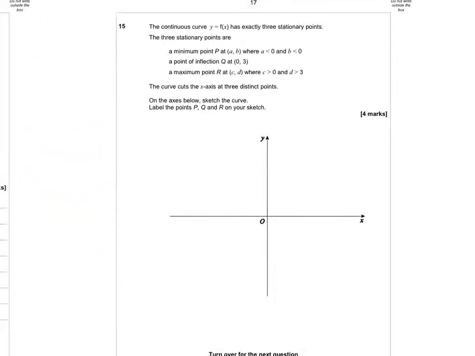Okay, 15. This will be completely new for you. It's worth 4 marks. It's a lot of marks. You've got 3 stationary points, which means it's going to stop at 3 points. Okay, it's got a minimum point like this. A point of inflection means it changes, and a maximum point like this. Okay, so in a minimum point where A and B are less than 0 both, so it's going to be in this quadrant. Okay, they're both less than 0.